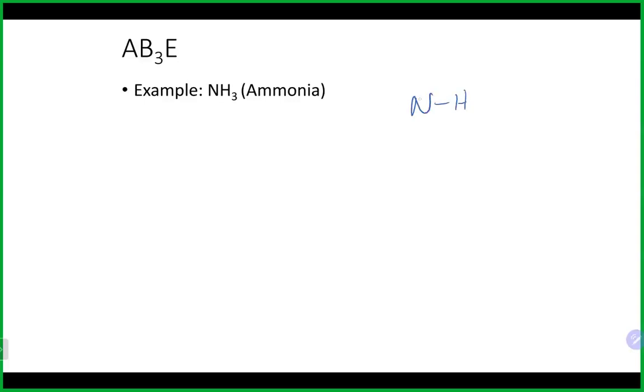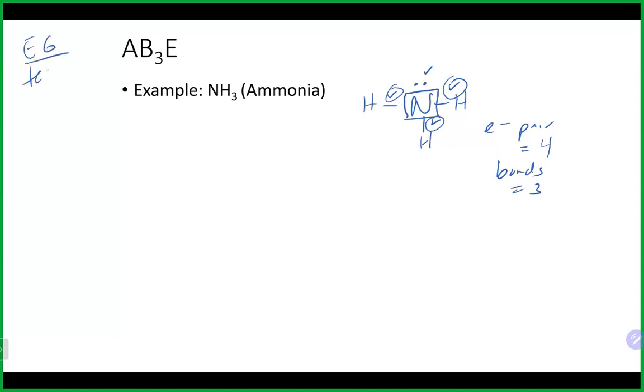If we draw NH3, it looks something like this. If we go to the center atom, we have 1, 2, 3, and 4 electron pairs. Remember, when you're counting electron pairs, it doesn't matter if they're dots or lines. Everybody gets counted as 1 electron pair, and that is 4. In terms of bonds, 1 bond, 2 bonds, and 3 bonds happening here. So for something with 4 electron pairs, the electron geometry name is tetrahedral.